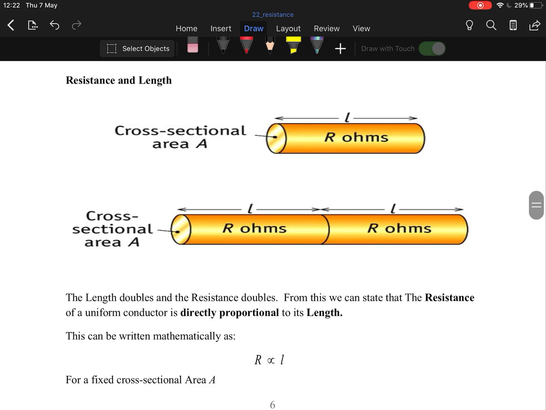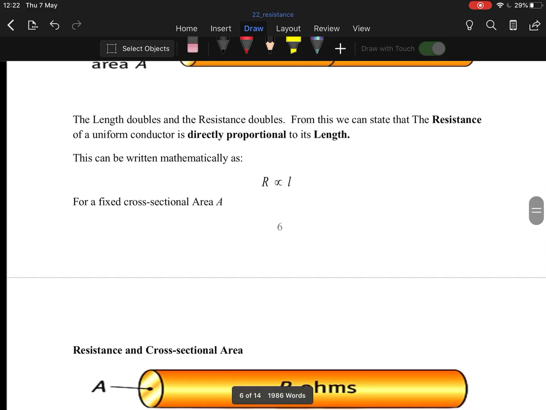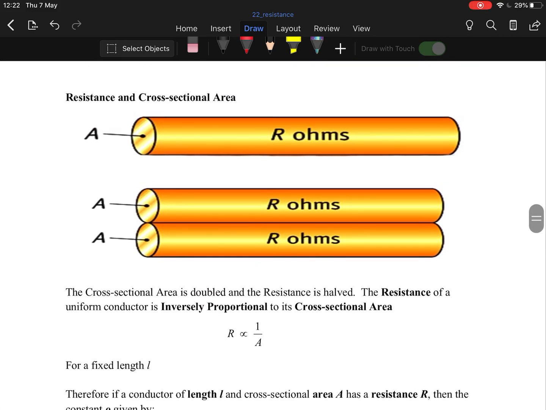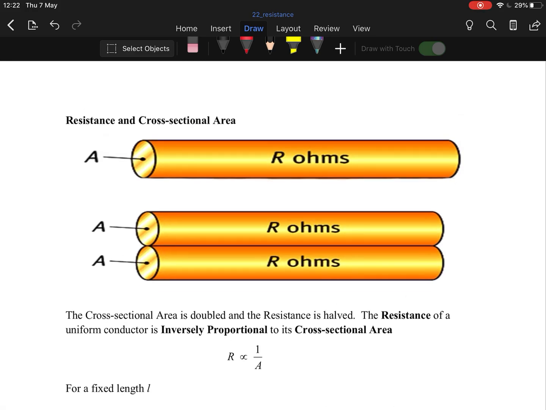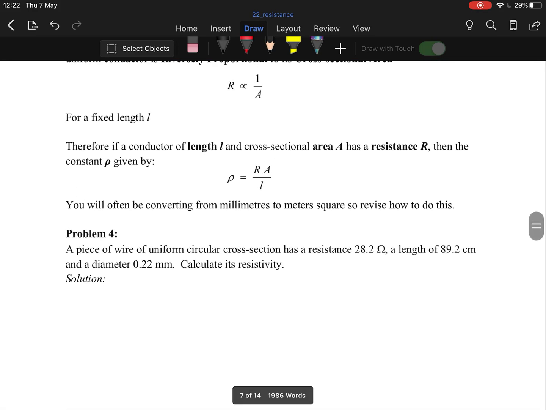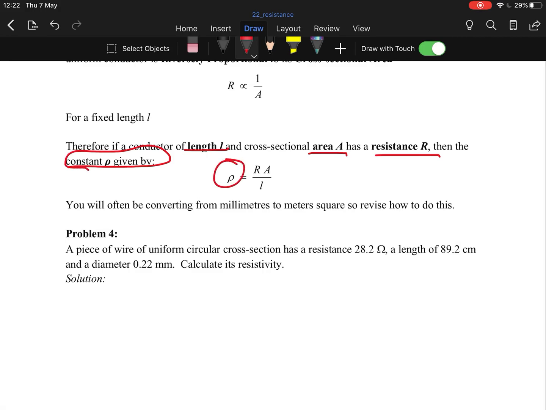So length. So basically, as you can see, resistance is proportional to length, because if we increase the length here, you increase the resistance. So the more wire there is, the more resistance there's going to be. So resistance is proportional to length. For cross-sectional area, it's inversely proportional, because if you increase the area of the wire, you decrease the resistance, because there's more space now for the electrons to travel through, okay? So, therefore, if a conductor of length L, cross-sectional area A, has a resistance of R, then there is a constant, the resistivity, given by that. Okay? The resistivity is basically the constant here of the wire.